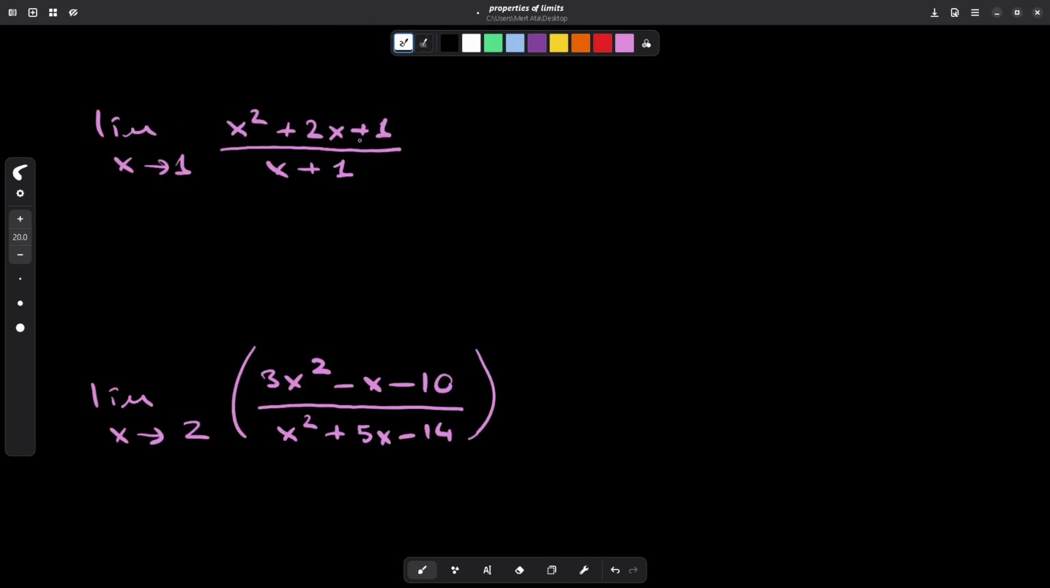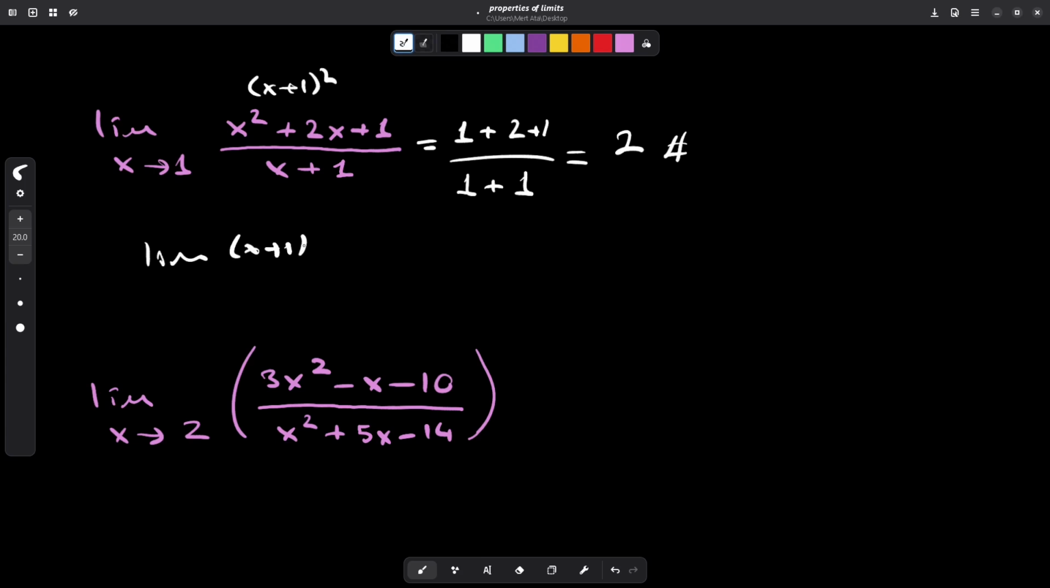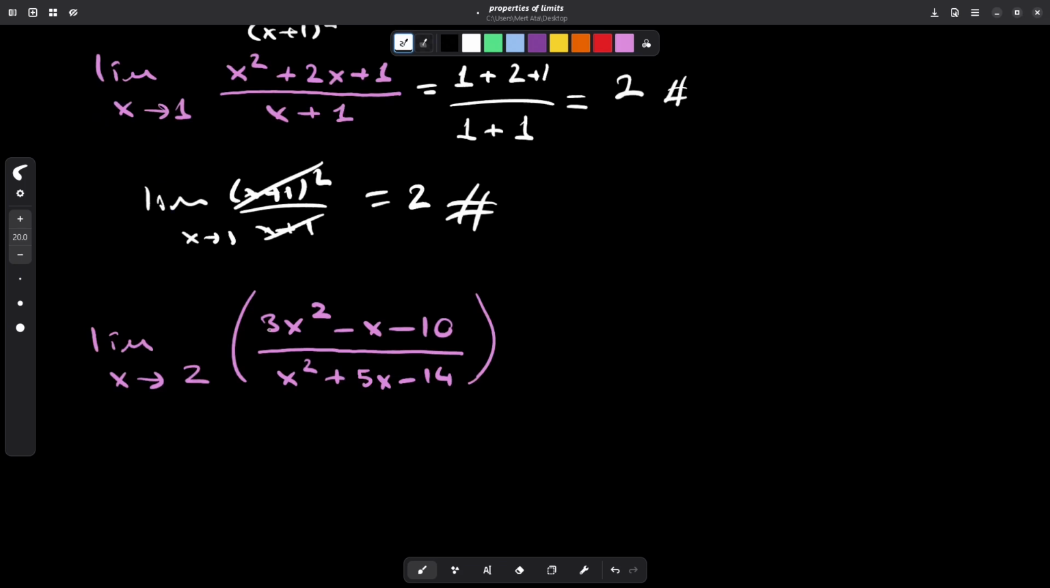Limit of x squared plus 2x plus 1 over x plus 1 as x approaches 1. First, I will try to plug in again. 1 plus 2 plus 1 over 1 plus 1. This is equal to 2. I did not have an indeterminate form. Since I don't have an indeterminate form, I don't need to try any algebraic simplification. You can say this can be written as limit of x plus 1 squared over x plus 1 as x approaches 1, cancel one of the x plus 1s, and this is still equal to 2. But since this is not indeterminate, you can just plug it in and get the answer.